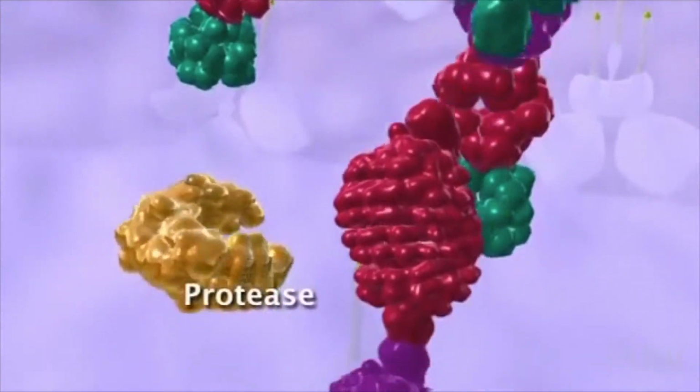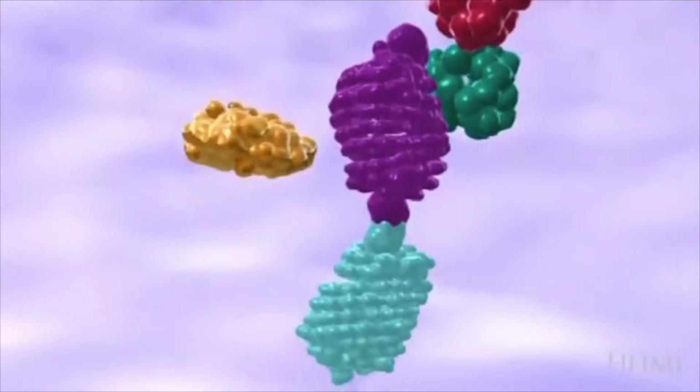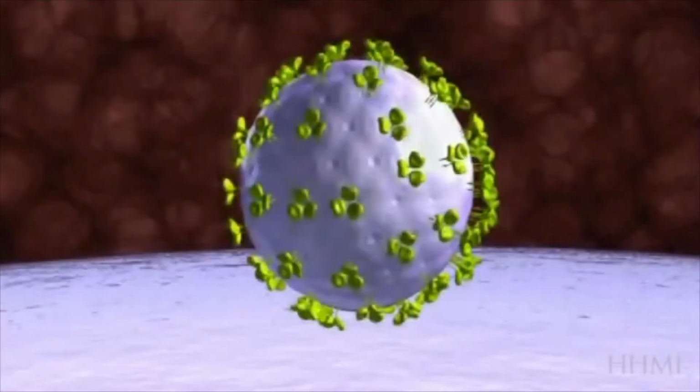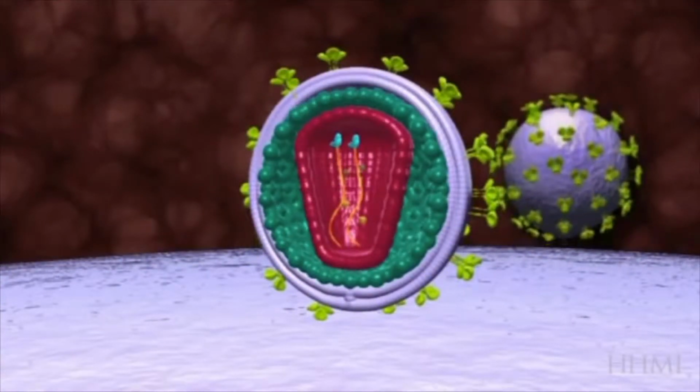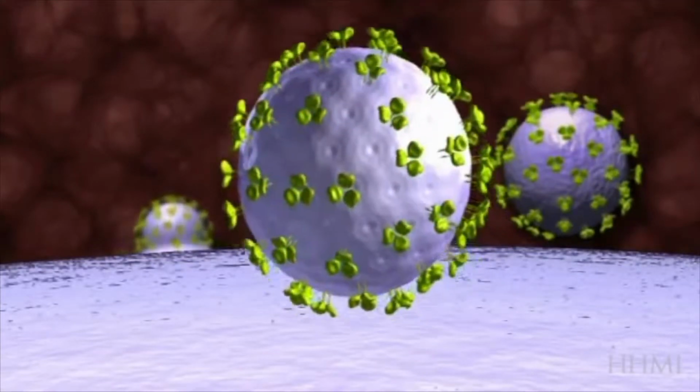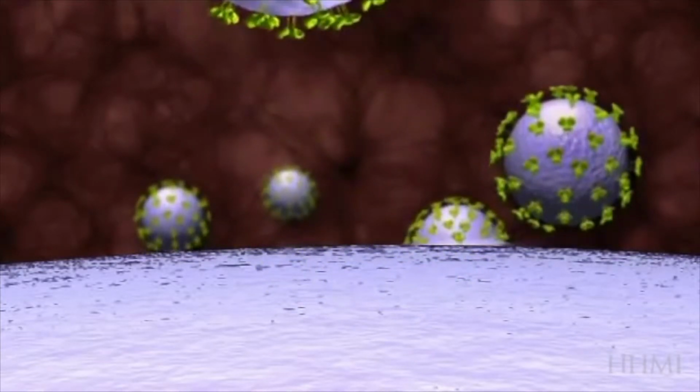Protease cleaves the newly formed strands of HIV genetic material into smaller pieces. New HIV virions are then formed and released. The CD4 T cell is then destroyed after the HIV virions are released.